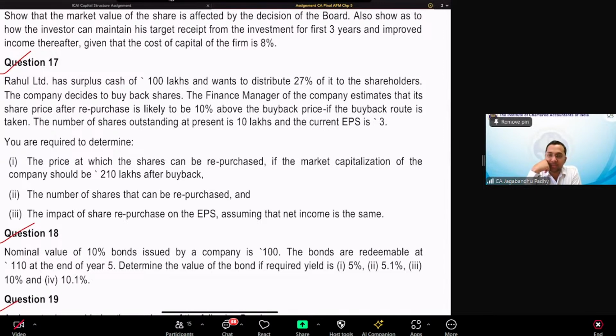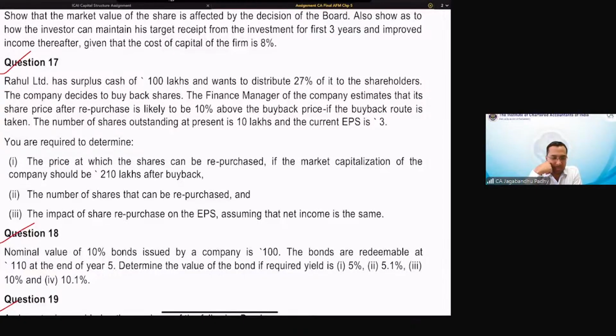Then the finance manager of the company estimates that its share price after repurchase is likely to be 10% above the buyback price. So the finance manager is saying that the value of the shares after repurchase is going to be 10% above the buyback. Whatever the buyback price is, the future price is likely to be 10% above it.